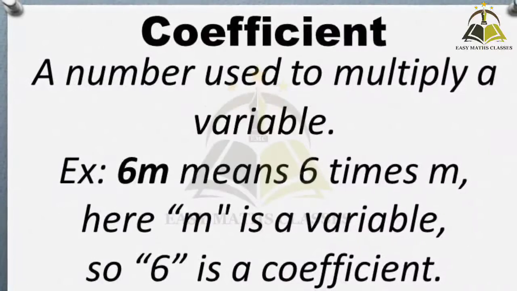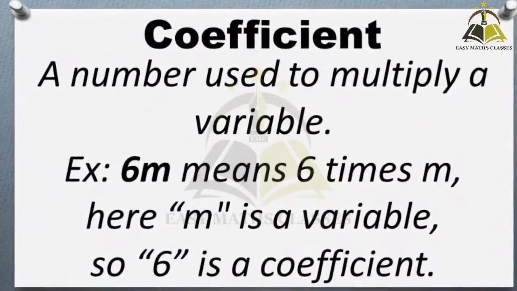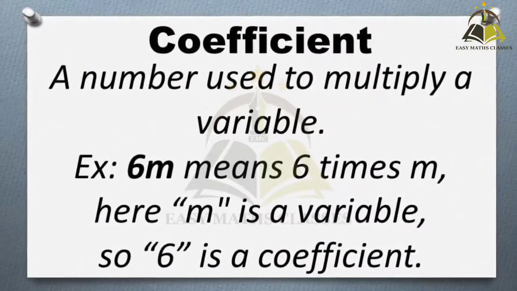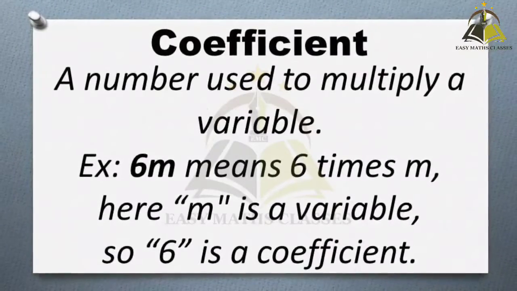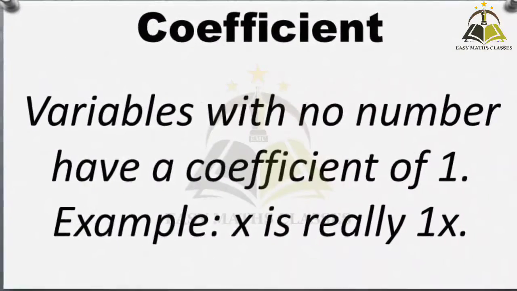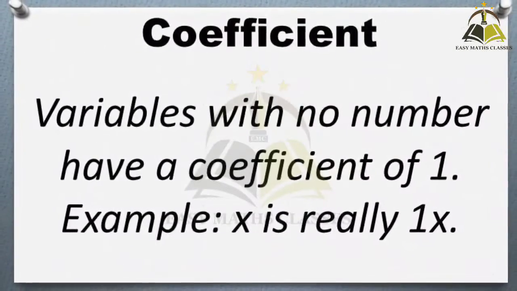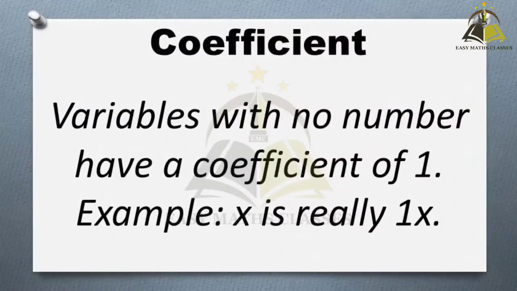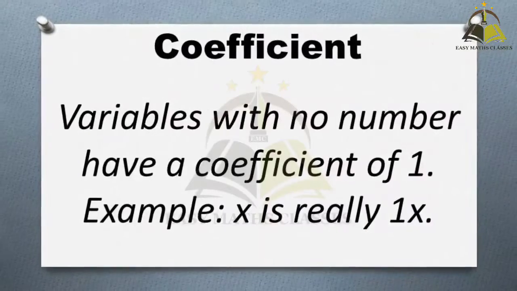Coefficient. A number used to multiply a variable. For example, 6m. It means 6 times of m. Here m is a variable, so 6 is a coefficient. A variable with no number has a coefficient of 1. For example, x is really 1x. It means 1 into x.